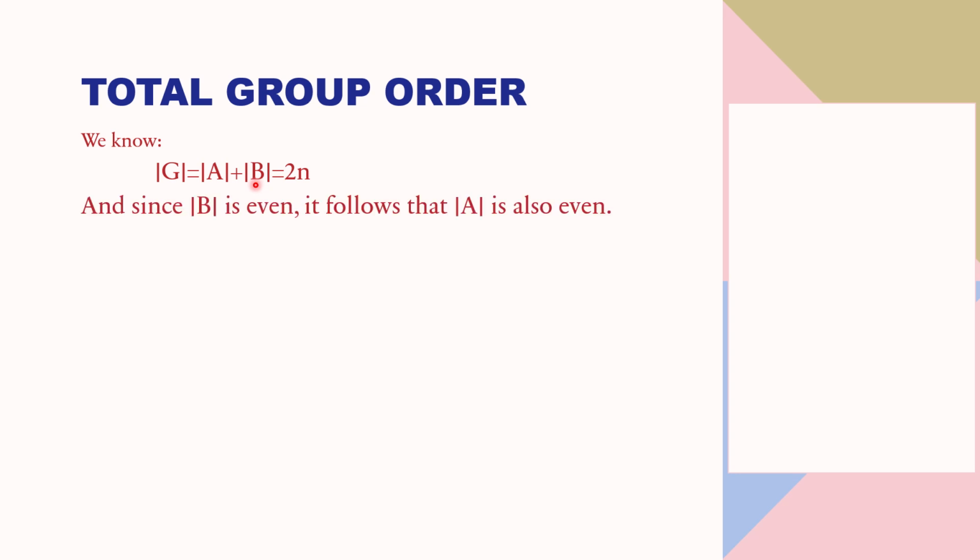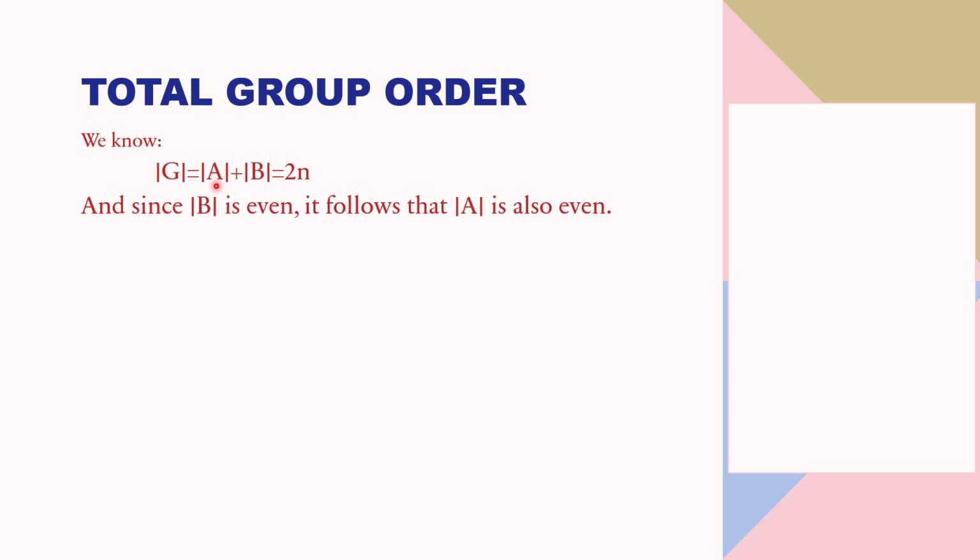Now the next part of the theorem is the total group order. We know that the order of G is equal to the order of A plus the order of B, which is equal to 2n. In the beginning, we proved that the order of G is 2n because it is of even order, which is given to us. Since we are splitting it into 2 parts, A and B, when you add the order of A and the order of B, you also need to get the order of G, which is even. Now we know that the order of G is even, and we proved that the order of B is also even. Therefore, the order of A also has to be even, because if the total is even and there's an addition involved, obviously this also has to be even.